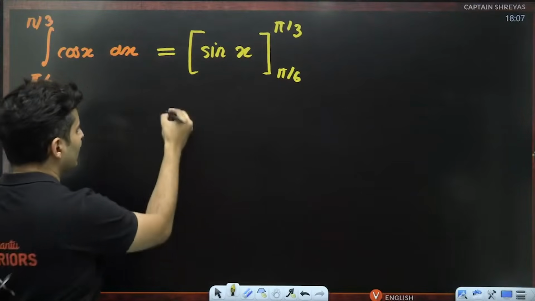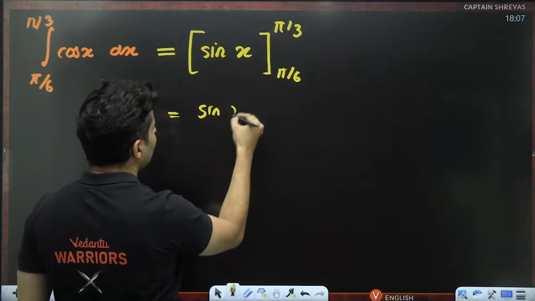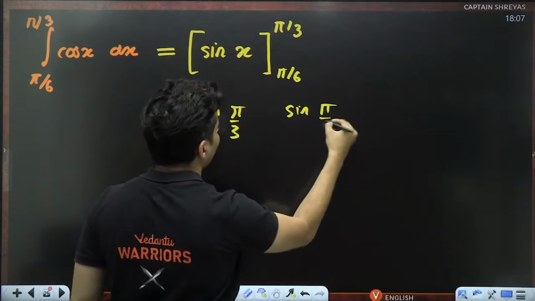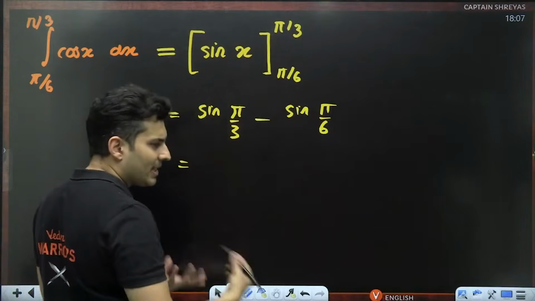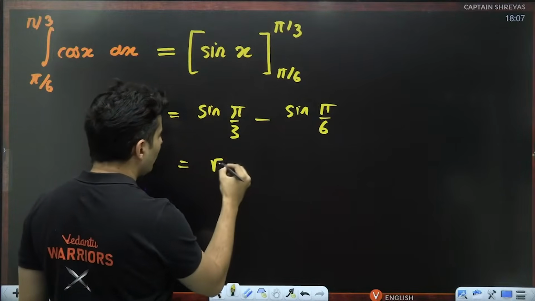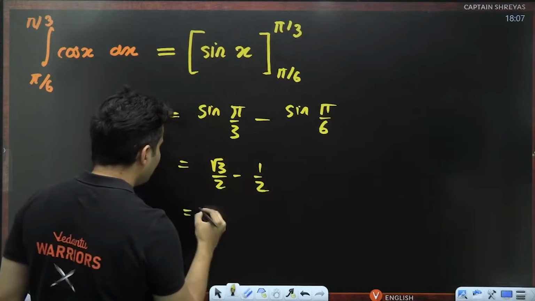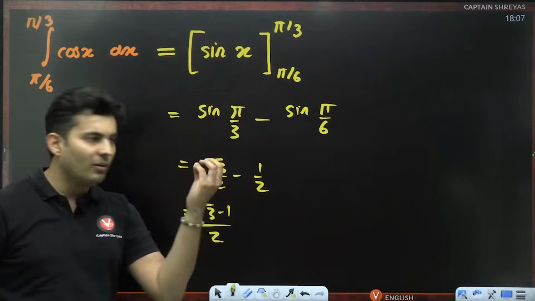Now in the next step, substitute pi by 3 instead of x, then substitute pi by 6 instead of x, and subtract. Sine of pi by 3, sine 60, is root 3 by 2. Sine 30 is half. Hence, it is root 3 minus 1 by 2. There is no constant, it's a value.